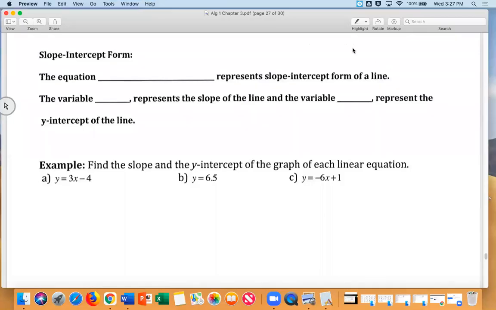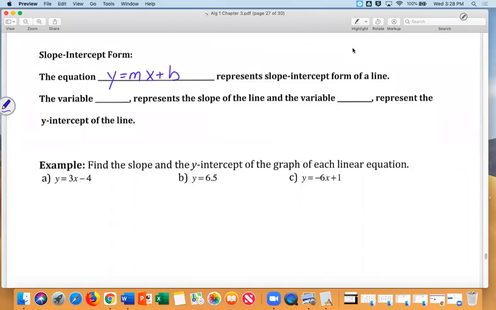All right, so this is 3.5, part 2, slope-intercept form. Slope-intercept form is a specific form of an equation that will allow us to graph the equation very quickly. Most of us know it as the equation y equals mx plus b, okay? So this represents the slope-intercept form of a line.